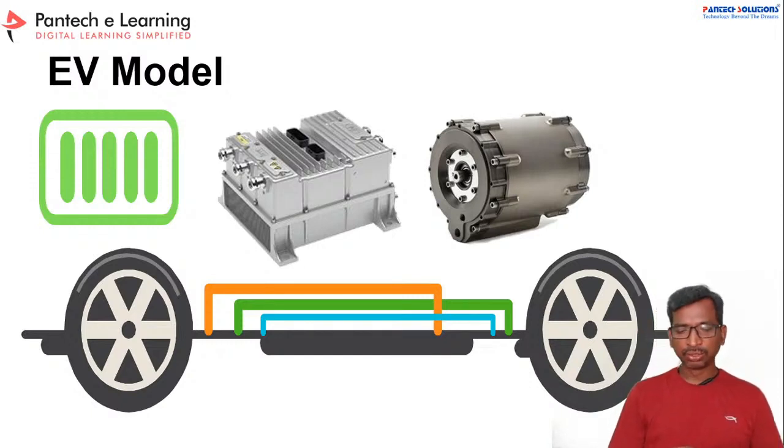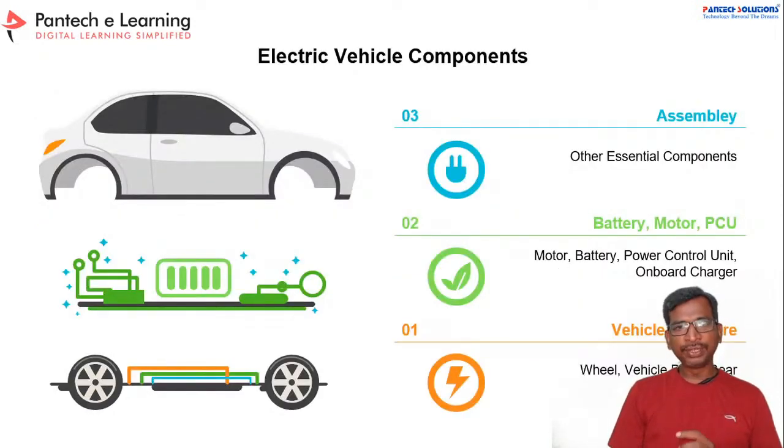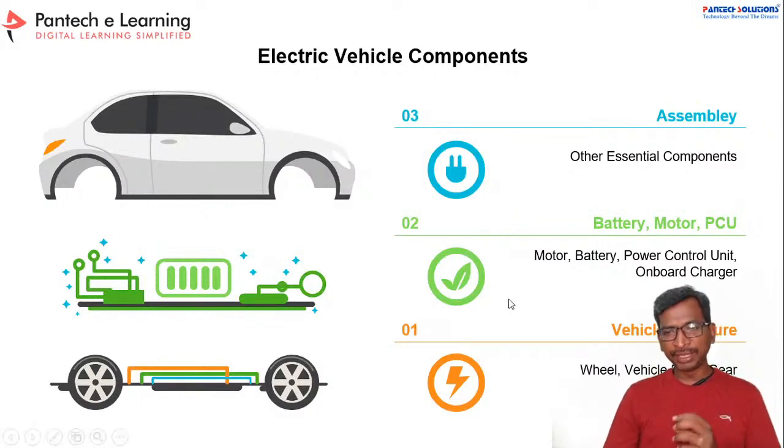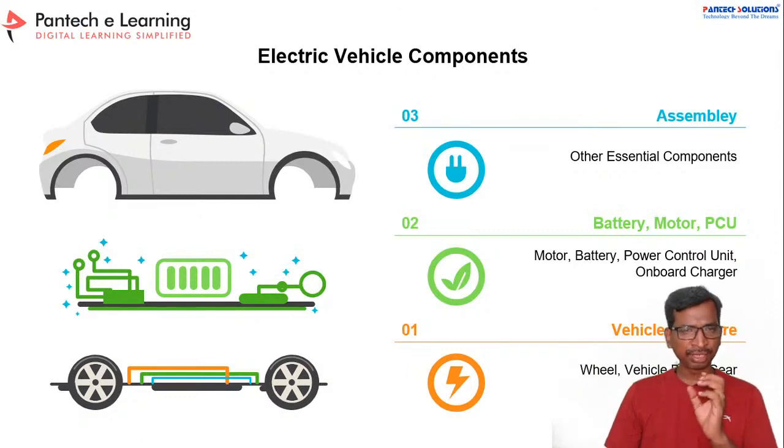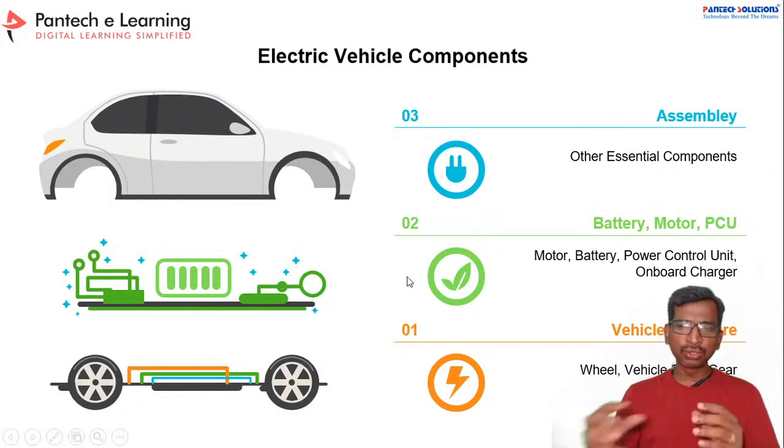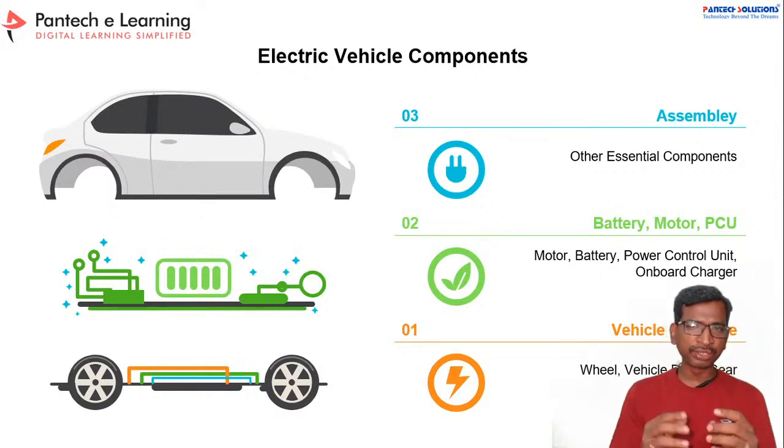Now if you take the detailed components in the vehicle structure, there will be the wheel, vehicle body, and gear systems. In the electrical part, there are the motor, battery, power control unit, and onboard charger. The third module is other assembly and essential components, like infotainment, enclosures, airbag, safety systems, and other things.